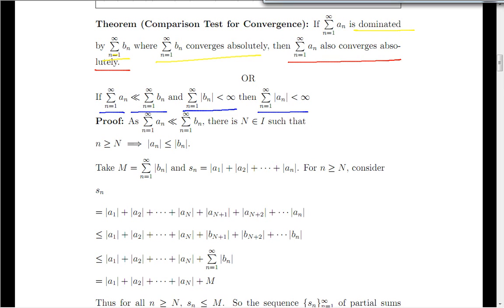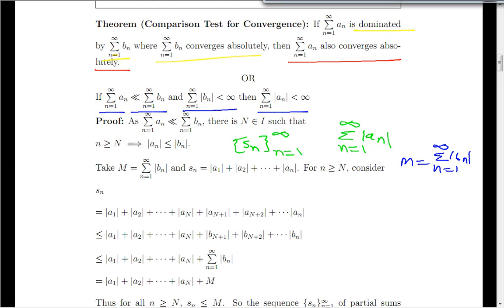The proof of this theorem makes use of the basic fact that a series of non-negative real numbers is convergent if its sequence of partial sums is bounded. Here the sequence Sn is taken as the sequence of partial sums of the series mod an. So we have to prove that this sequence is bounded. Further, M is taken as the value of the series of mod bn, and note that any partial sum of this series will always be less than or equal to this value because it is given that mod bn is convergent.